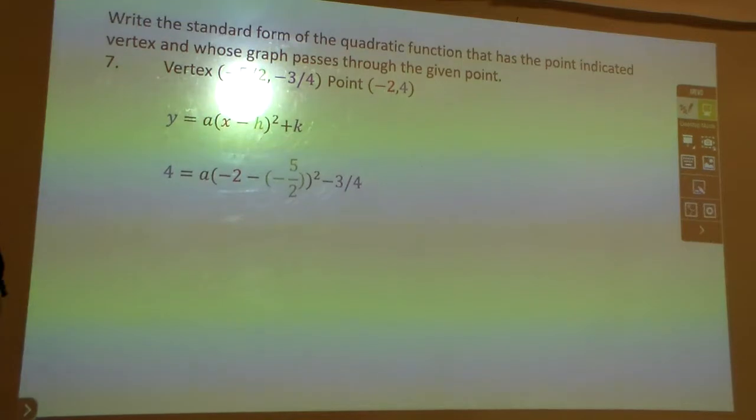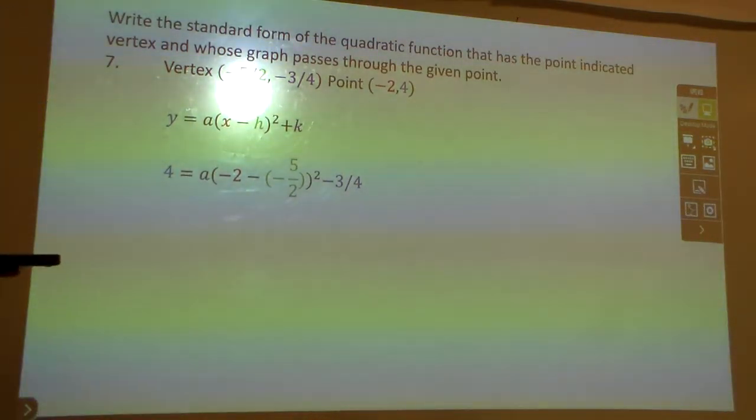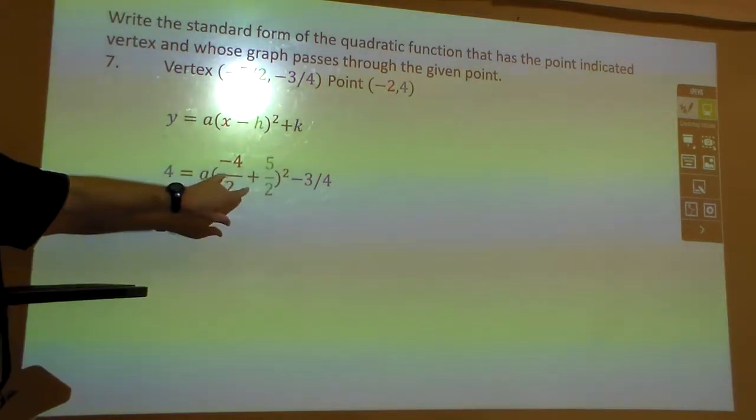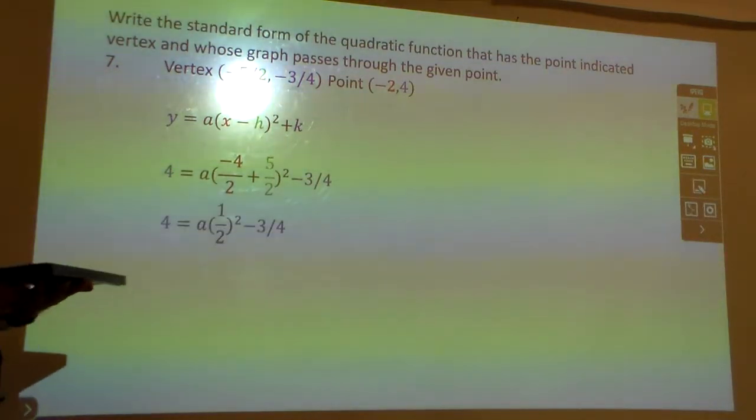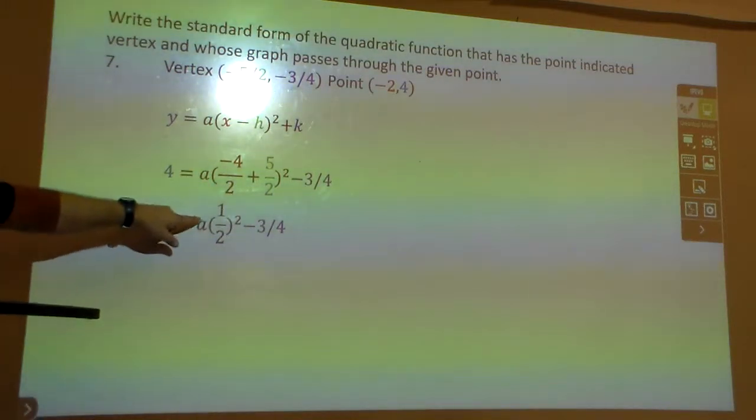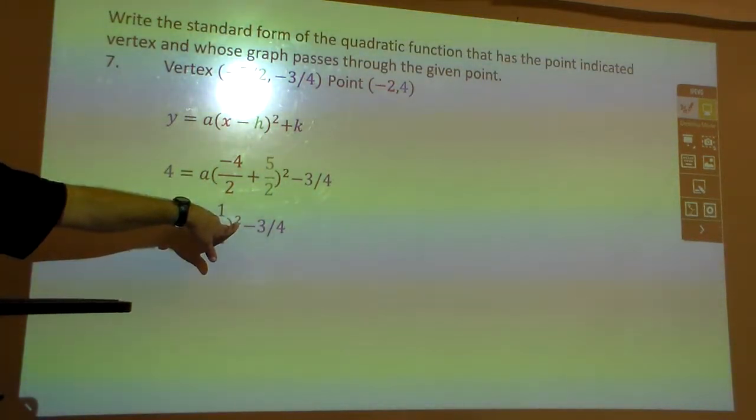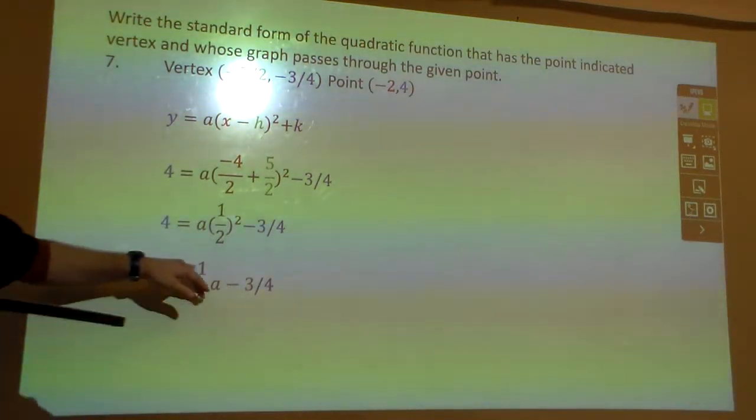The denominator's 2. What's 2 times 2? 4. So it makes it -4/2 plus 5/2. I'm going to add -4 and 5. That makes 1. I'm keeping the 2's the same. Notice everything stayed the same. All I did was just this. Now I need to take this 1/2 and square it. Everybody see that? And 1/2 squared is 1/2 times 1/2, which makes 1/4, which I'm going to write in front of this.